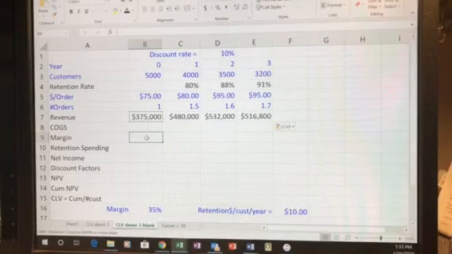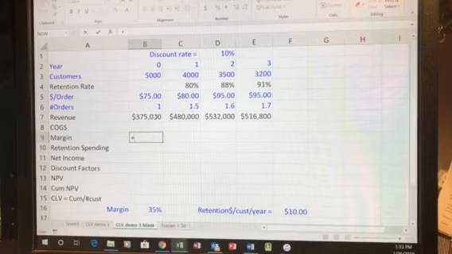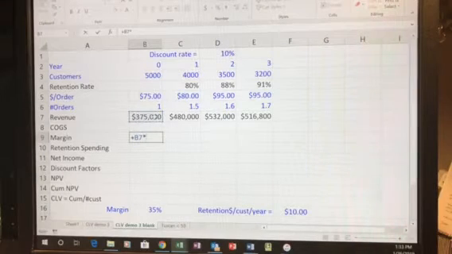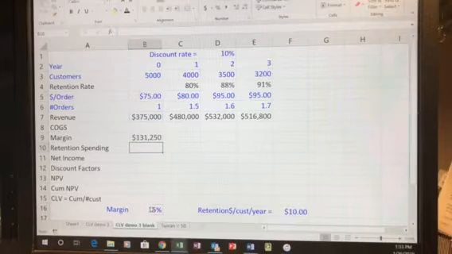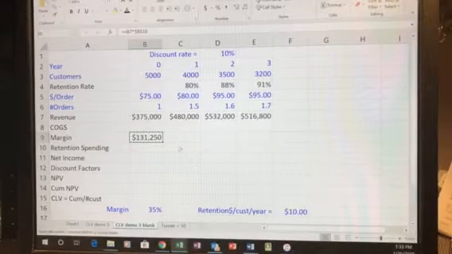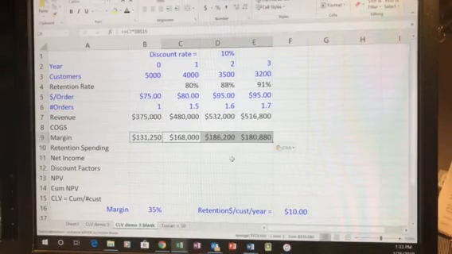Margin is the next row that's easy to get, and margin is just going to be the sales revenue, basically, times percentage margin. And I'm going to use an absolute reference here so I can copy that equation all the way across. So there's our margin on sales.